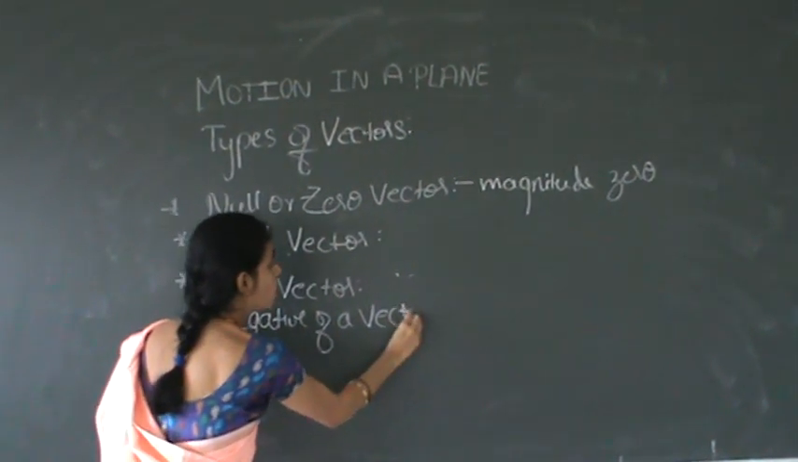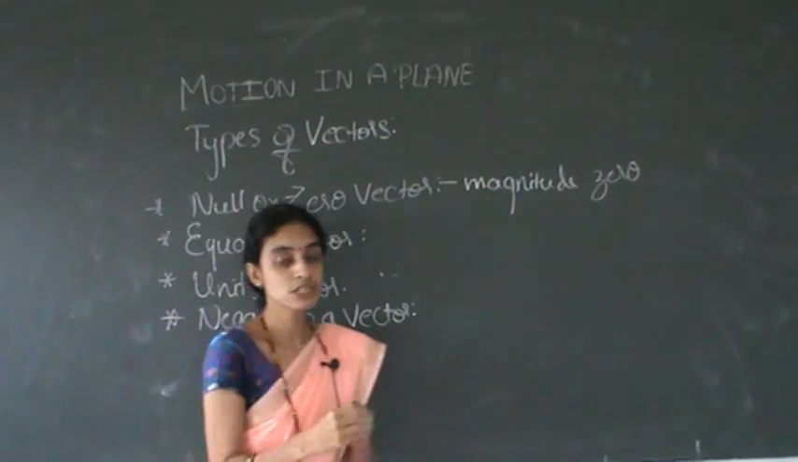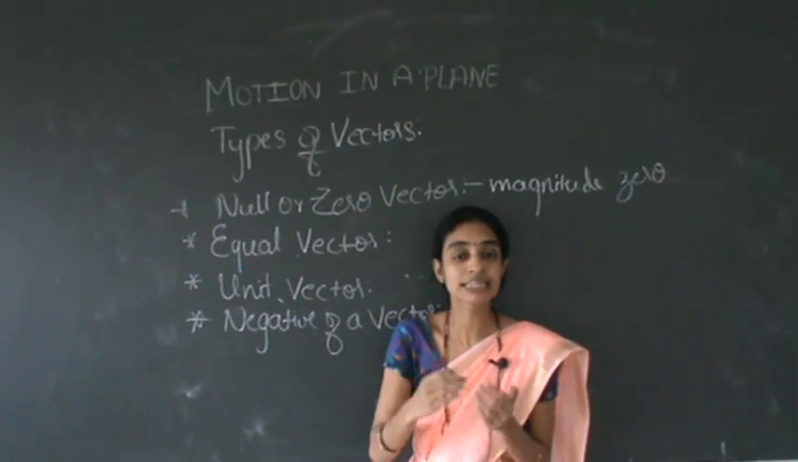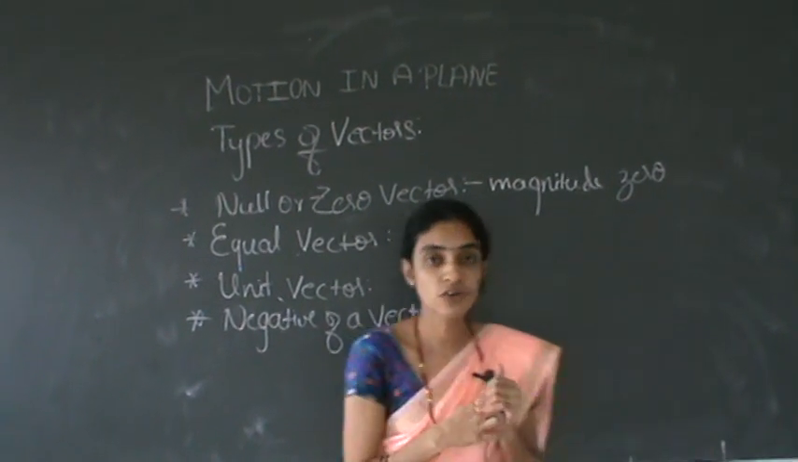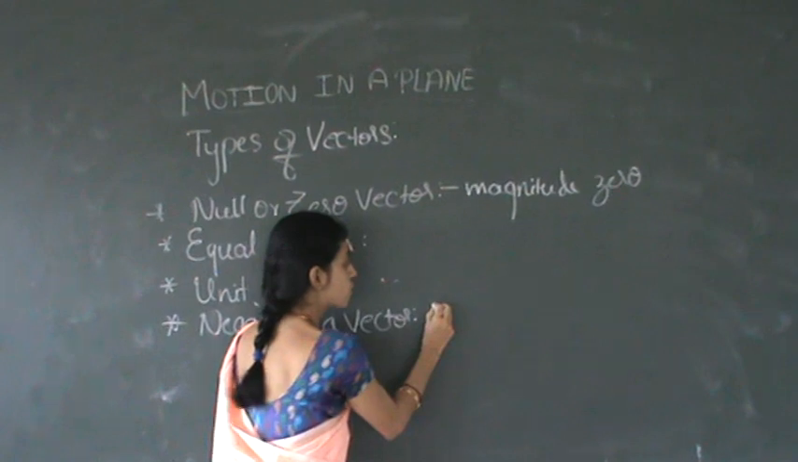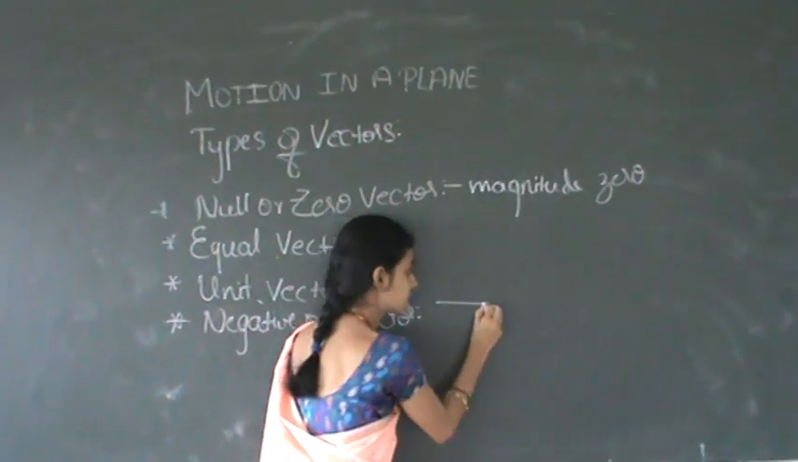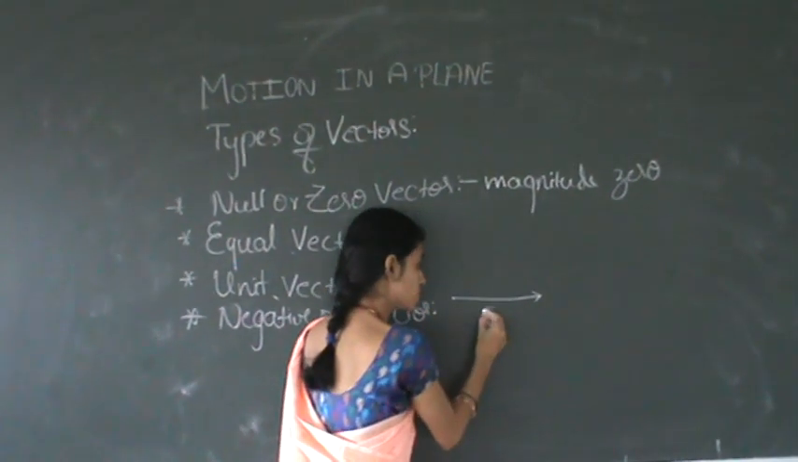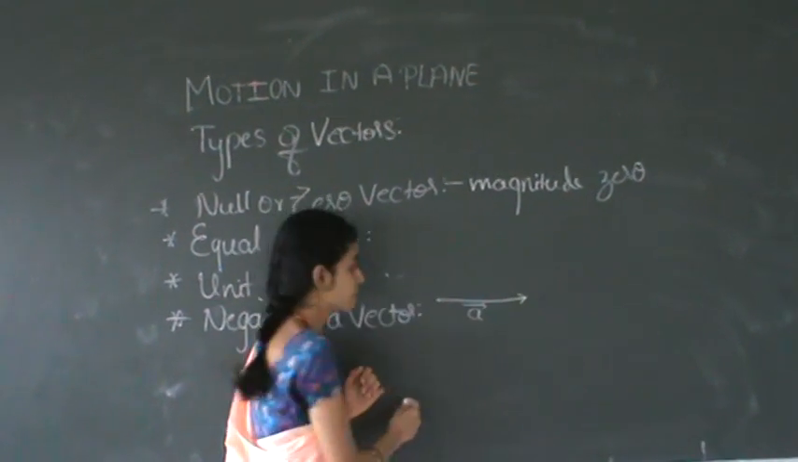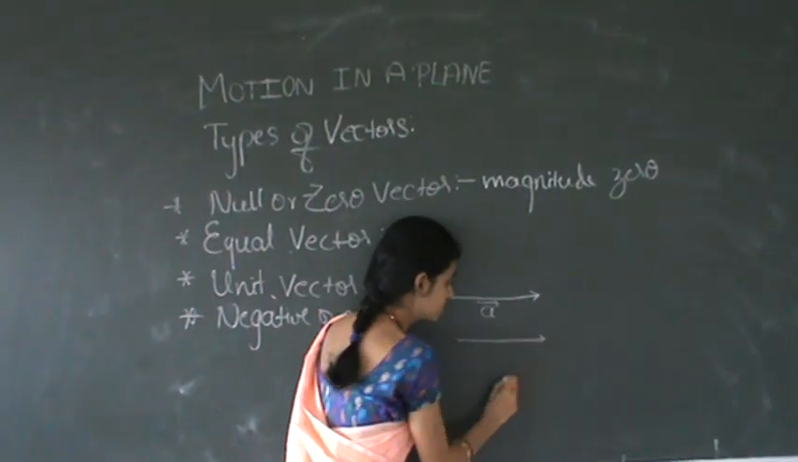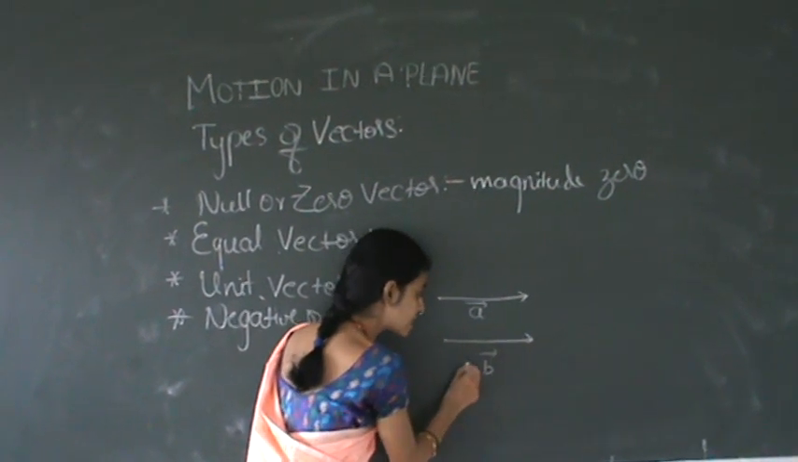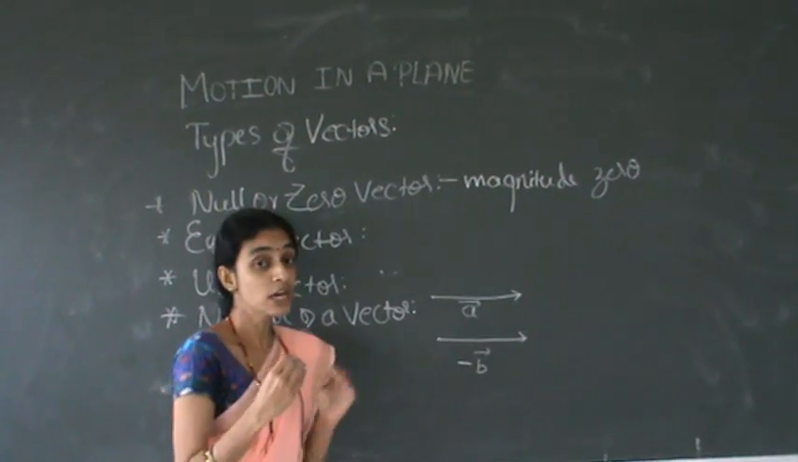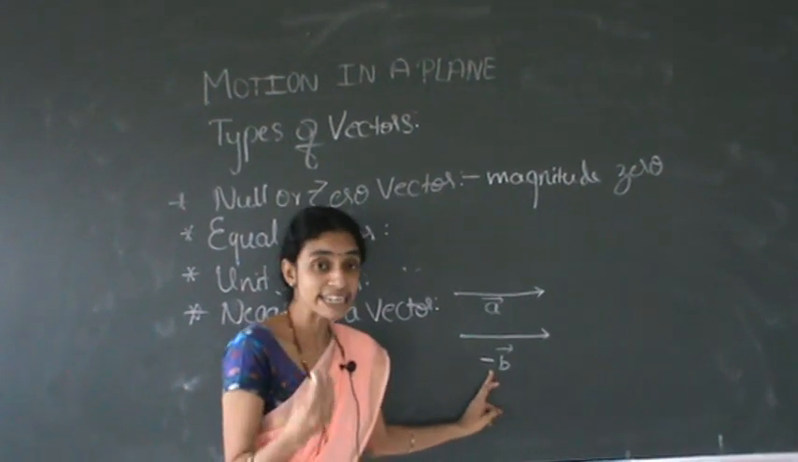Negative of a vector. To say negative, there should be one more vector in order to compare the vector. So if one vector is positive, vector A, one more vector I will consider, representation is the same, but I will consider it as minus B. So minus B, what does it indicate?